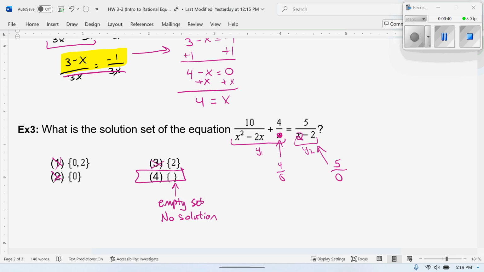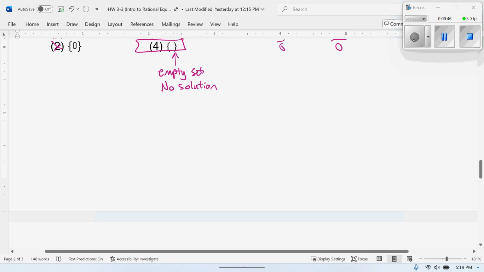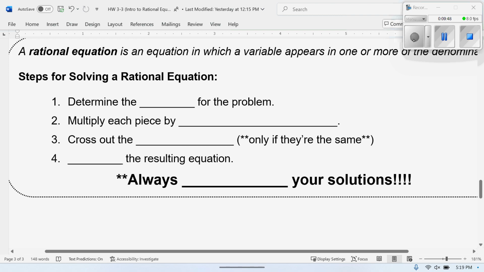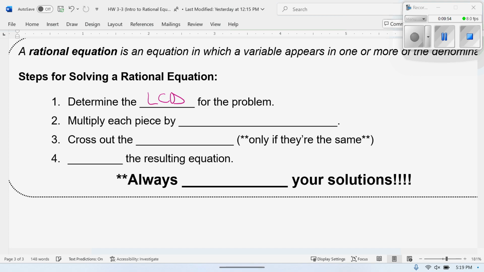So we're going to check out in class what happens when we get answers that actually make things undefined. We're going to have to reject them. Anyway, our steps for solving rational equations in general is you want to figure out the LCD of the problem. You want to multiply each piece by what is missing in order to get to that LCD.